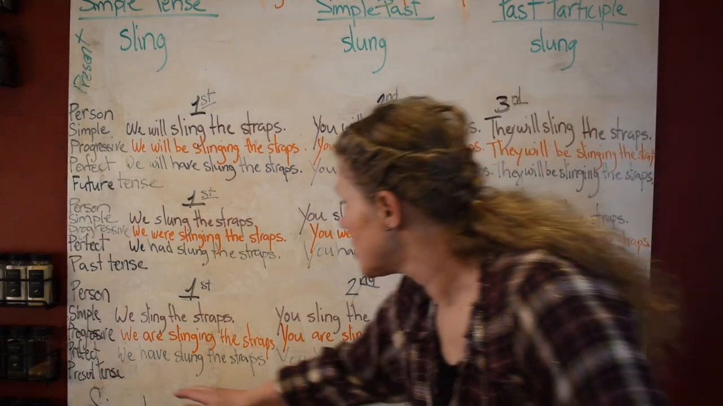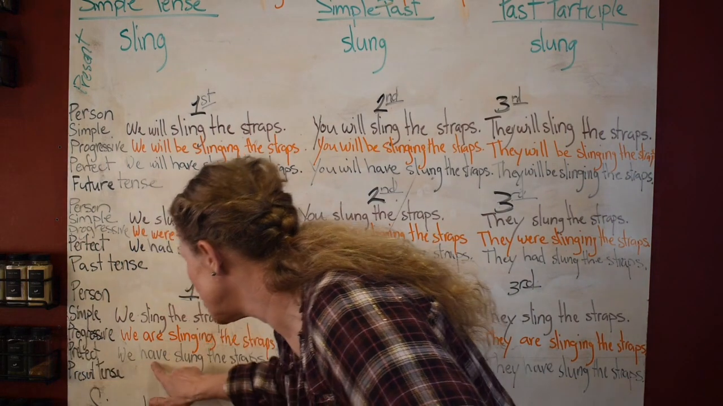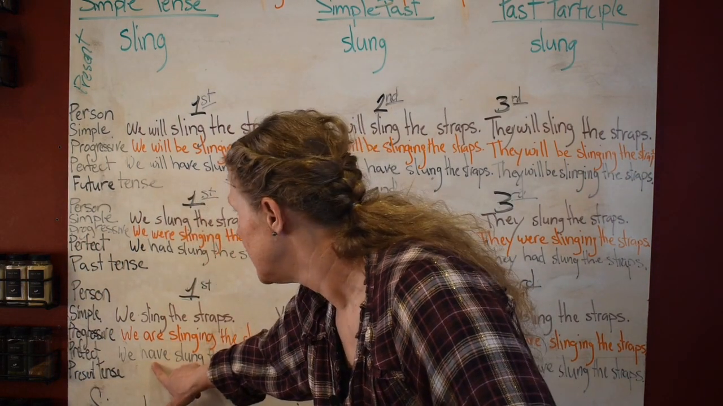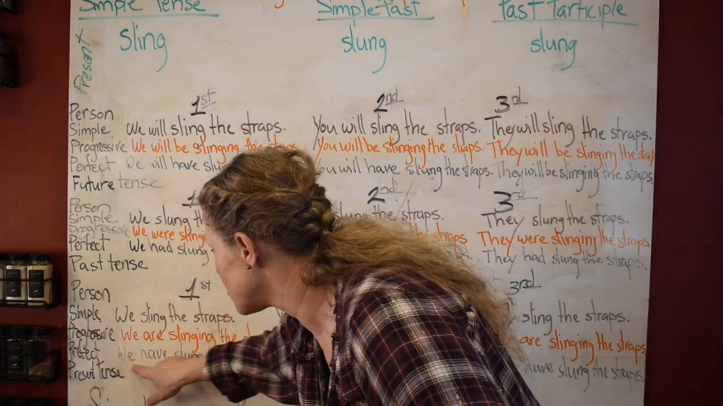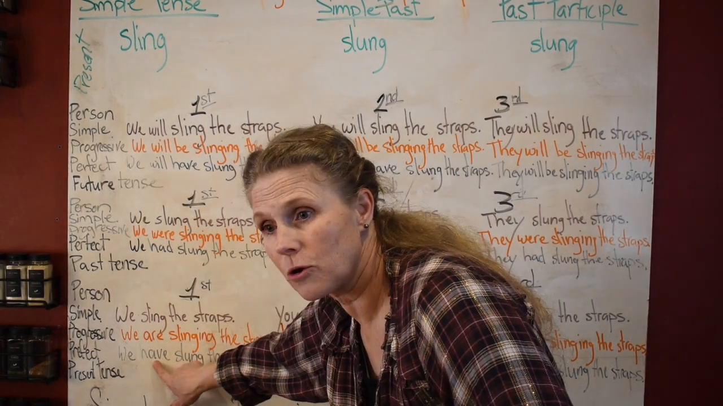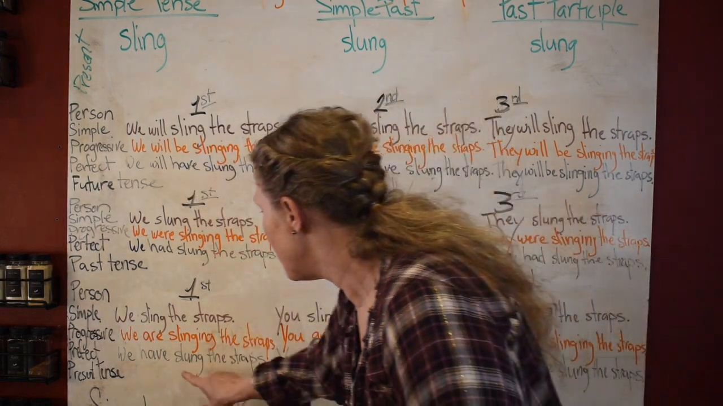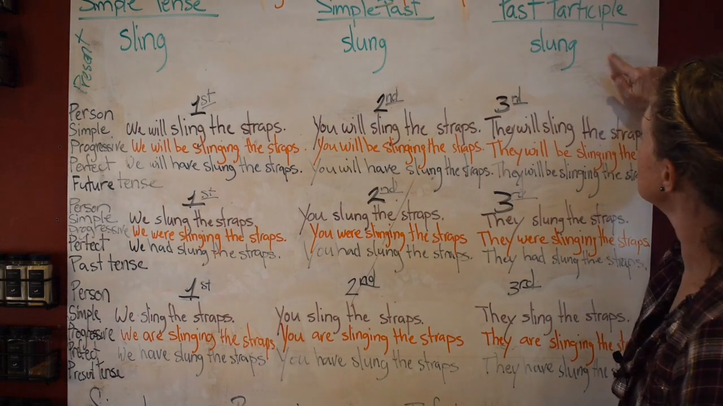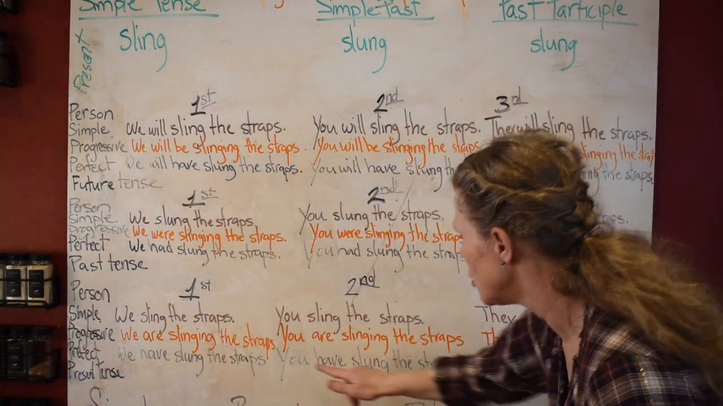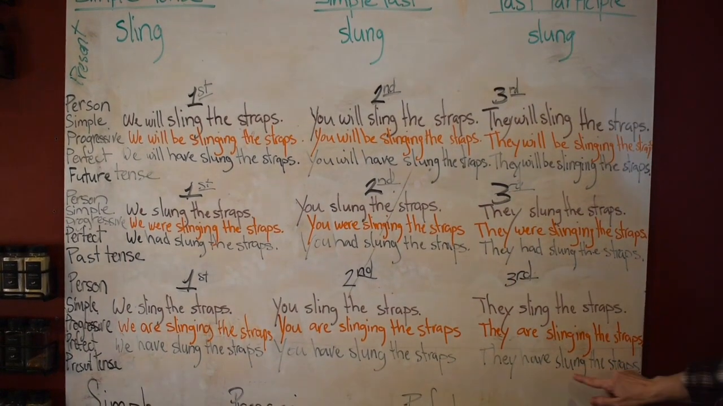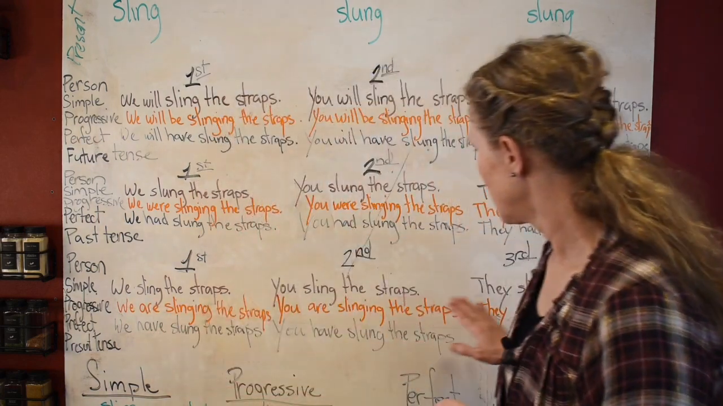Now, if we want perfect, since it's in present tense, you have to use the verb have. See, past tense, we had to use had. And since this right here is plural, you have to use the plural verb. Plural meets plural. And then slung, you have to use your past participle for slung. We have slung the straps, you have slung the straps, they have slung the straps. It doesn't matter on the person when you're in the plural for that.